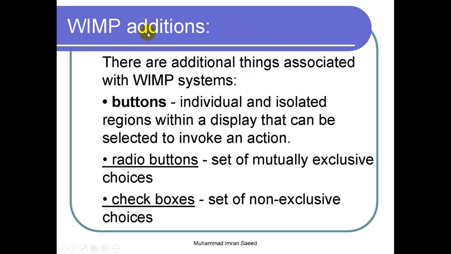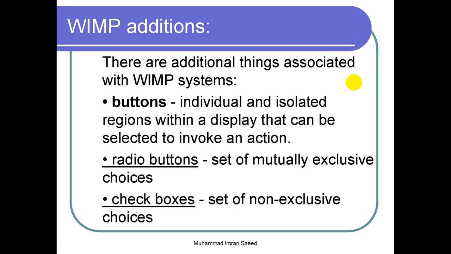Then we have the WIMP additions. There are more controls that are used in the WIMP. It says there are additional things associated with the WIMP system: buttons, individual and isolated regions. In our screen there are some individual and isolated areas or regions within a display that can be selected to invoke an action. We can press a button and it will perform some action, some command. So these are known as command buttons.